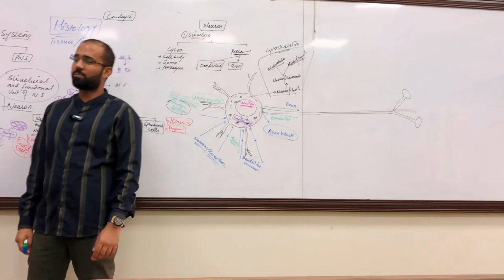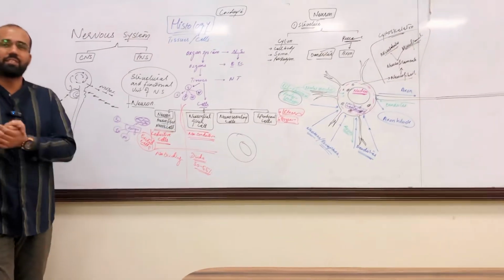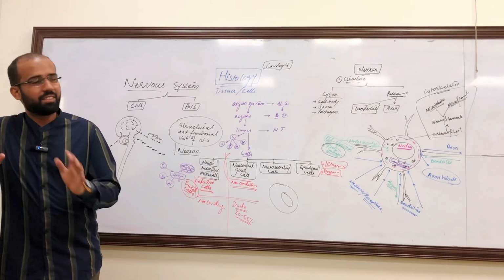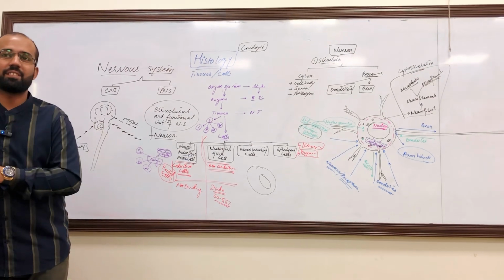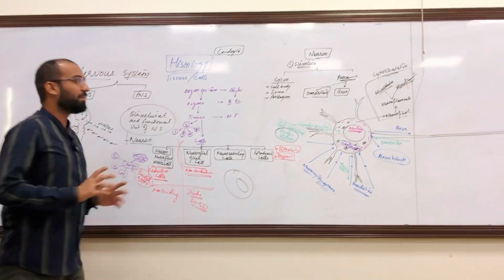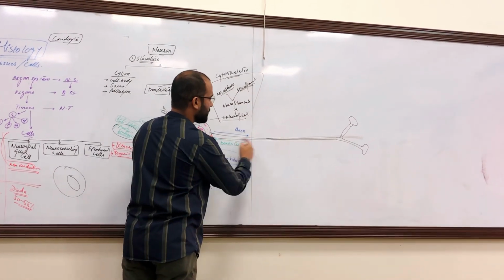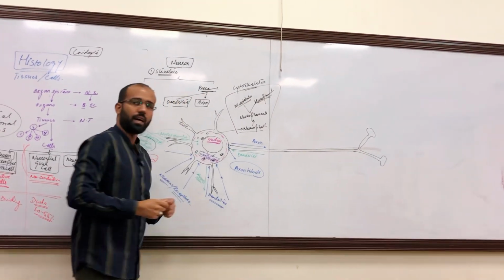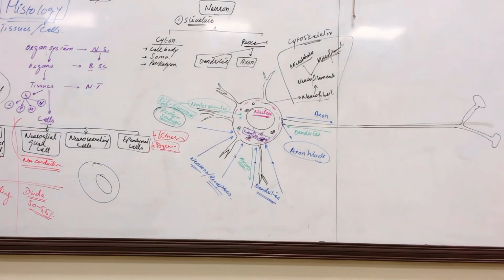Is the axon hillock part of the cell body or the axon? The starting part of axon? Actually, this is the part of the cell body from where the axon originates, and we call it axon hillock. So it is a cell body component.